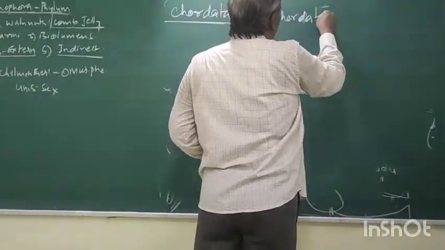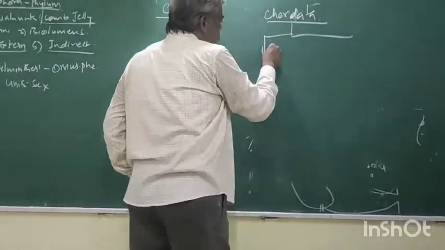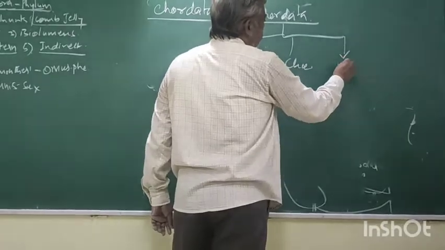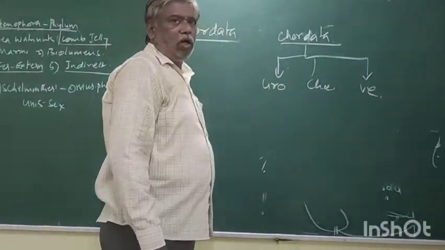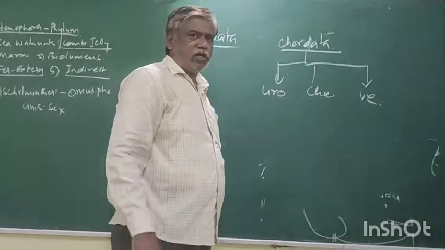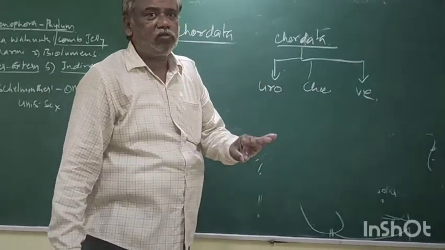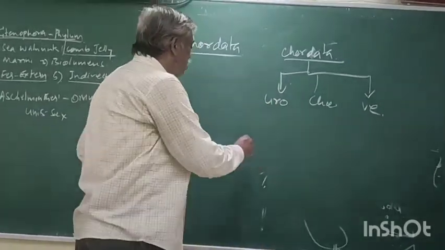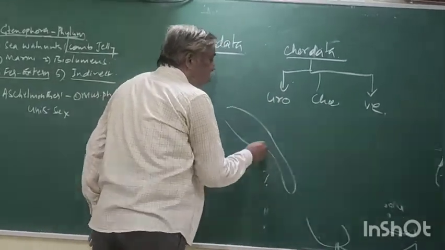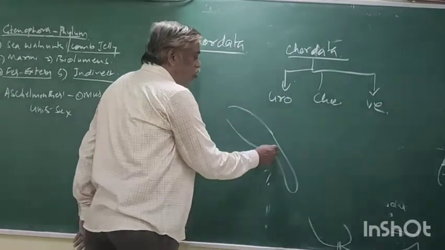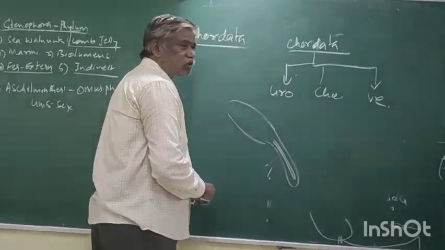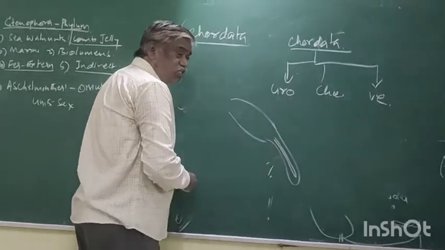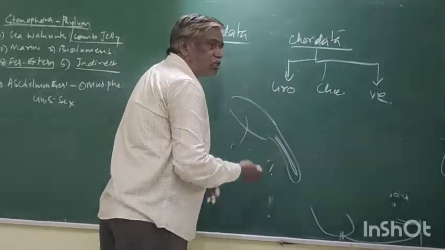Chordate phylum is divisible into 3 subphyla: urochordata, cephalochordata, and vertebrata. In all urochordates, the notochord is temporal and incomplete. That means it is present in the embryonic body. The notochord is restricted to the tail region. It is incomplete and temporal. When it changes into adult, this notochord disappears.